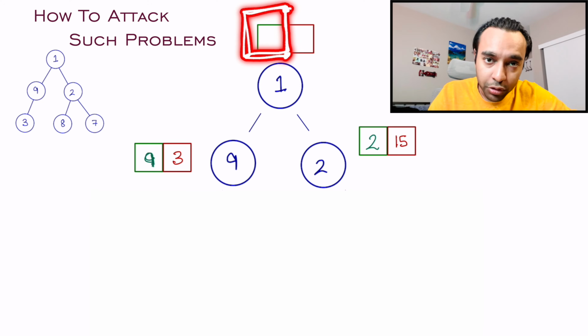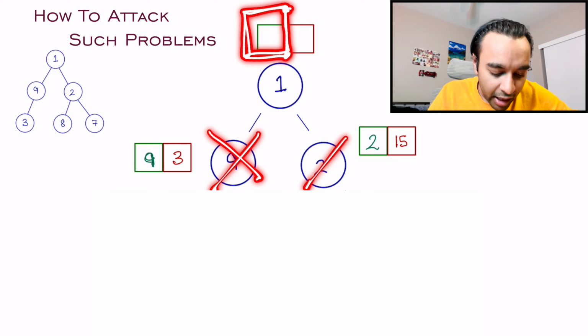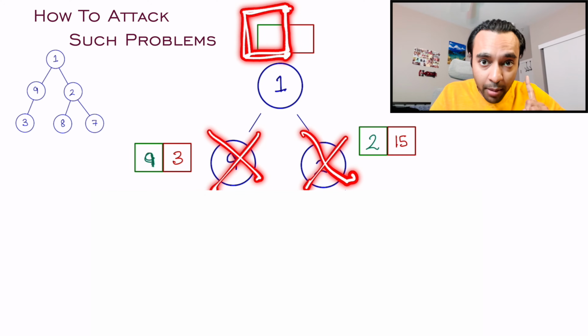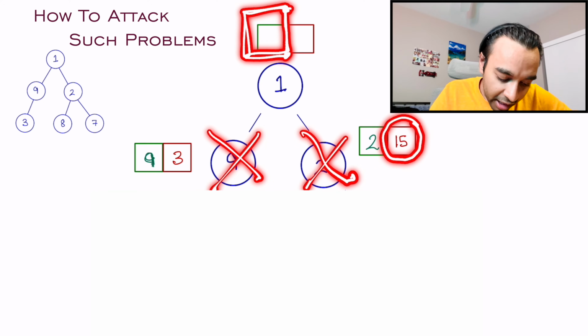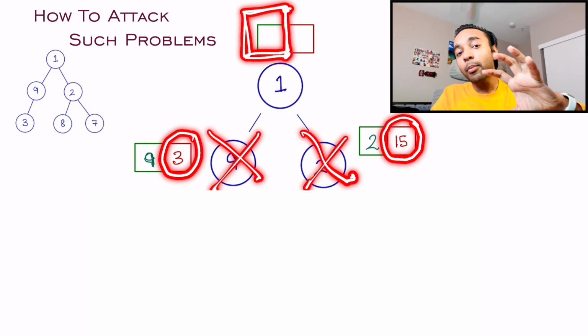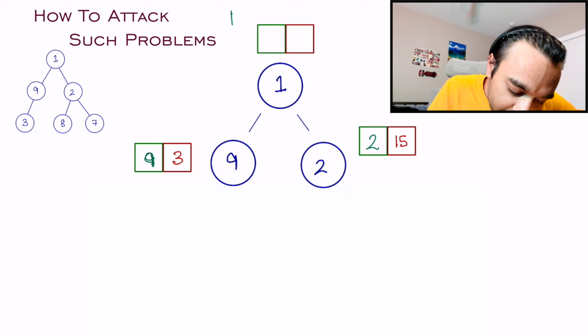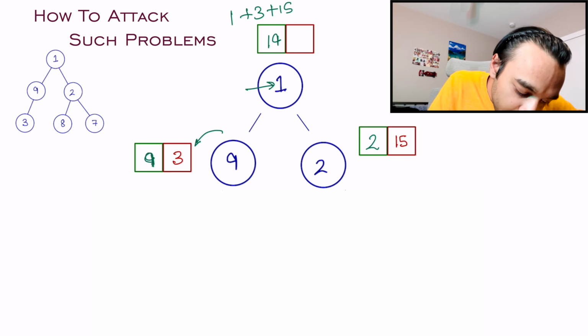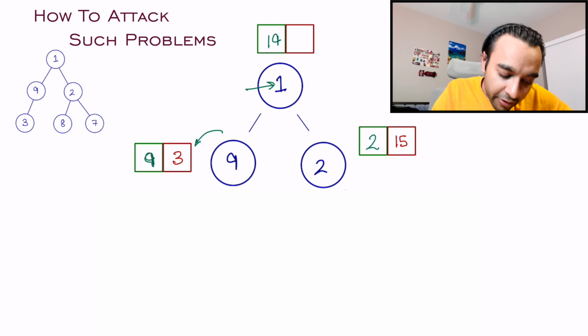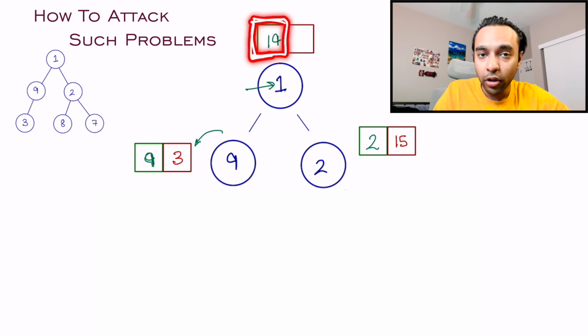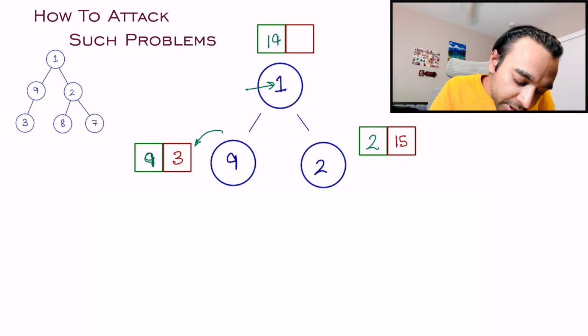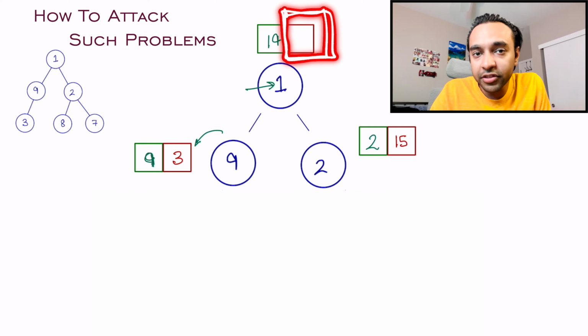So when I'm robbing this house, that means I cannot rob 9 and I cannot rob 2. Correct? And when I'm not robbing, what are the amounts that I get? I get 15 and I get 3. These are the amounts that I get when I'm not robbing. So to fill up this value, I will do 1, that is from robbing this, plus 3 when I'm not robbing this, plus 15 but I'm not robbing 2. So overall, I get a value of 19. So this is telling me that if I choose to rob 1, then I can get a maximum loot of 19.